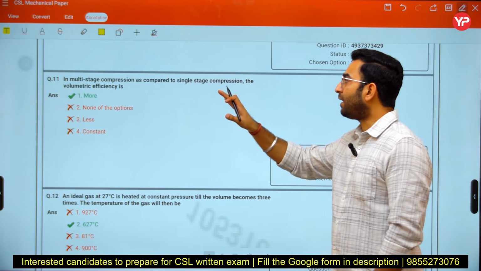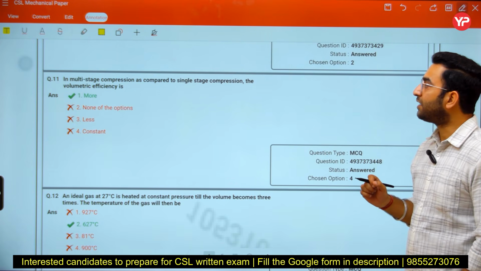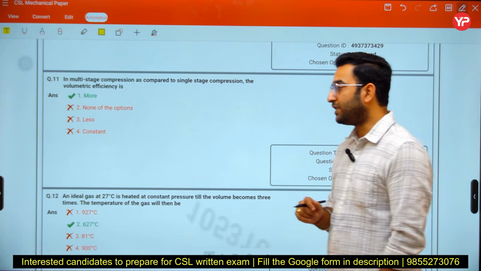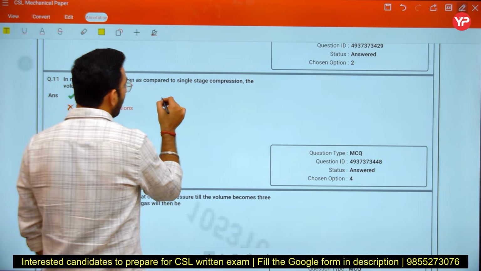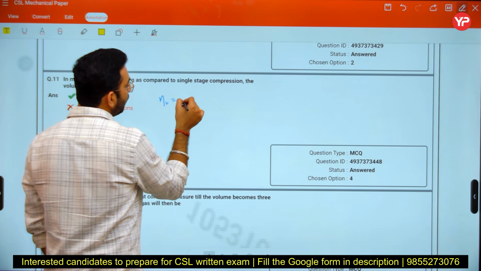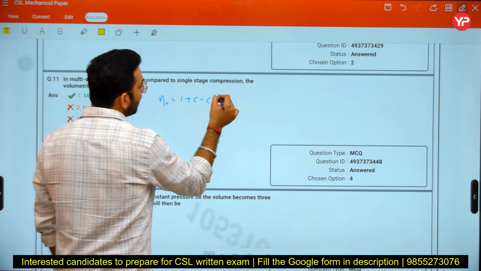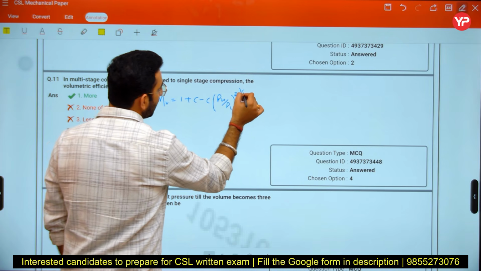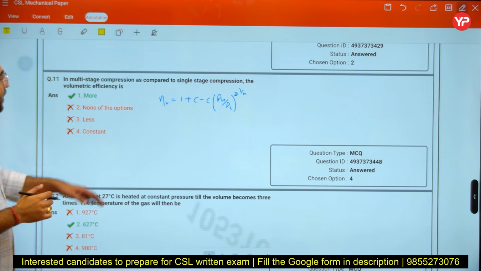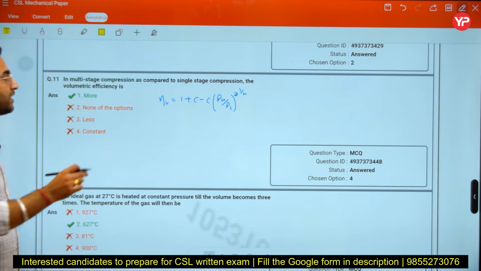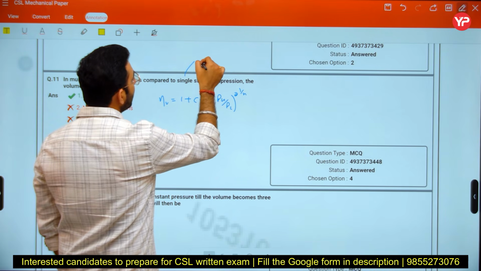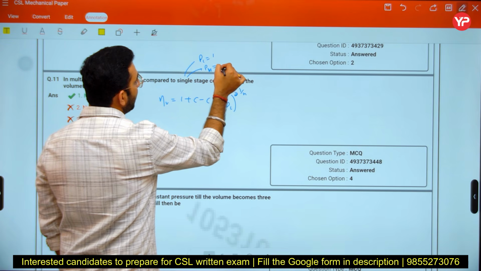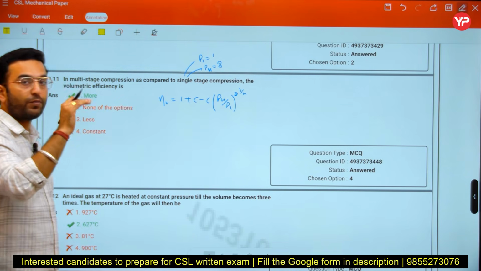Next part, in a multi-stage compression as compared to the single stage compression, the volumetric efficiency is going to be. First of all, what is the meaning of volumetric efficiency here? Volumetric efficiency has a formula of 1 plus C minus C (PH upon PL). So here you can see, if we are having a single stage compression, let us suppose the initial pressure is 1 and the higher pressure is, let us say, 8. So you can see the pressure ratio is going to be about 8 here.